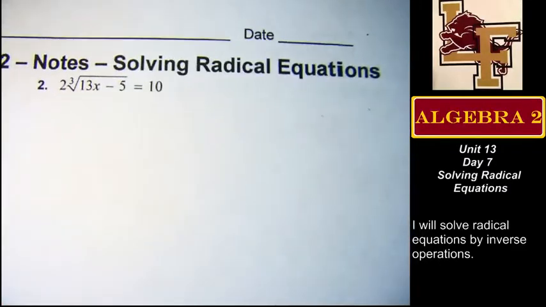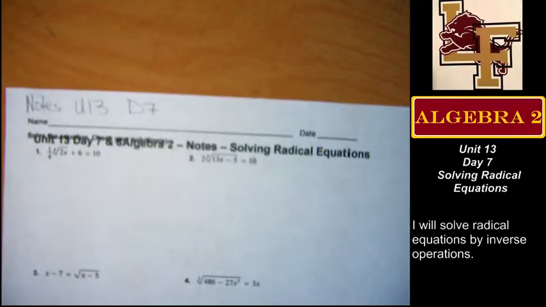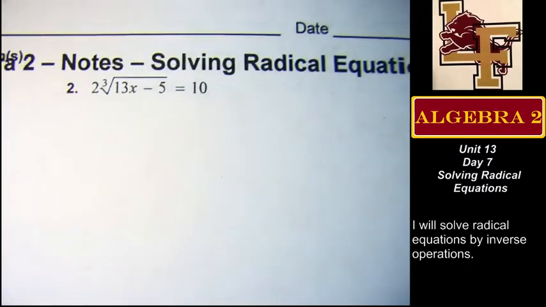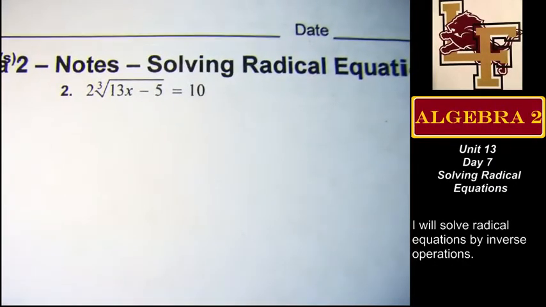Hang on to that thought. Come to number 2 on today's notes. Number 2. We're going to isolate the radical first. Is the radical by itself, or is there an addition or subtraction hanging out outside of it? No addition or subtraction, but there is a 2 by multiplication. How do you undo multiplication? Divide.